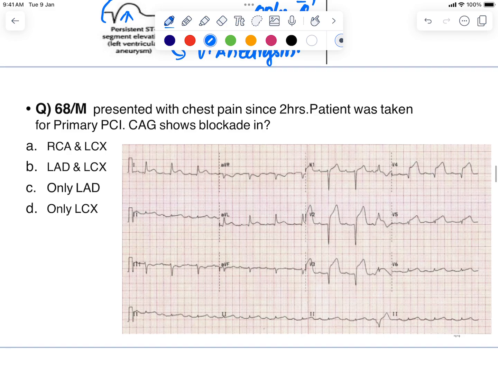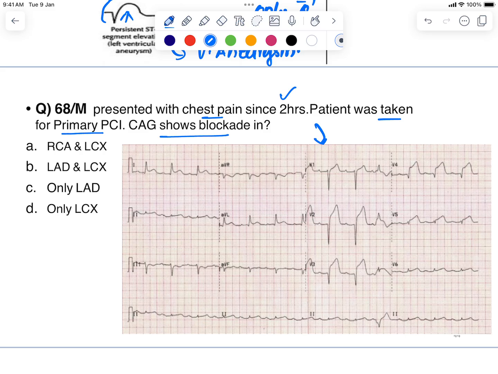Okay, a 68-year-old male presented with chest pain since almost 2 hours. The patient was taken for primary PCI, and the coronary angiogram was done, which will show a block, right? In which vessel does the coronary angiogram show the block? So this is the ECG of the patient. The options are right coronary artery and left circumflex artery, left anterior descending artery and left circumflex artery, only left anterior descending artery, or only left circumflex artery.